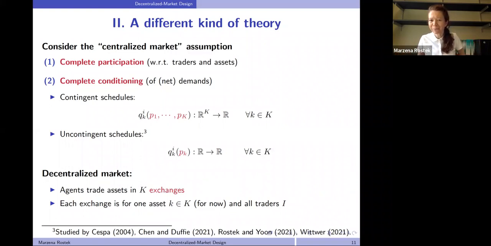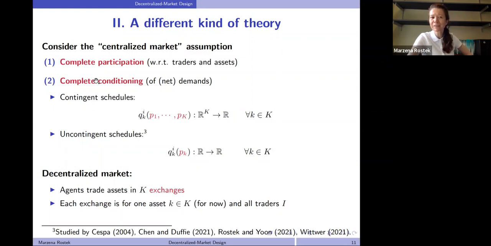But why should we care? Why should we care about cross-asset conditioning? Well, let's take a closer look at how it matters. Okay, so imagine a market with K assets organized as K exchanges, each for one asset. Suppose that all traders participate in all exchanges. So the participation in the market is complete, it is symmetric. All traders trade all assets. So the effects in models based on incomplete participation do not apply.